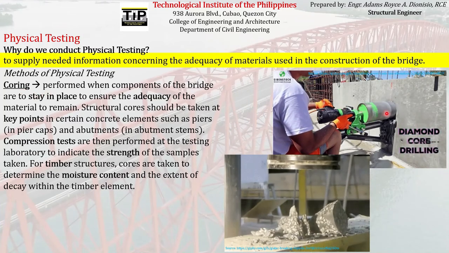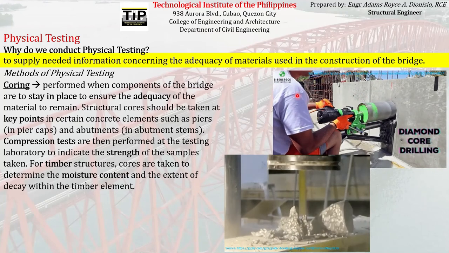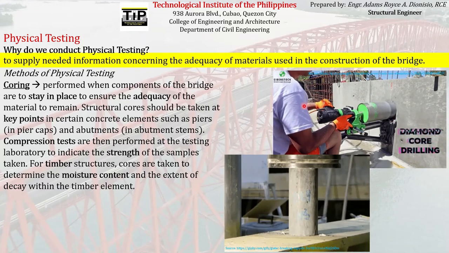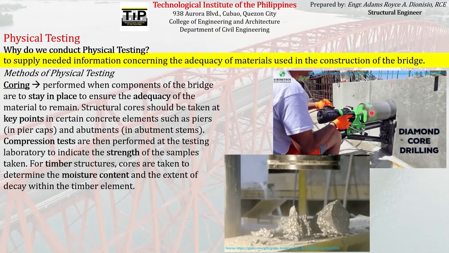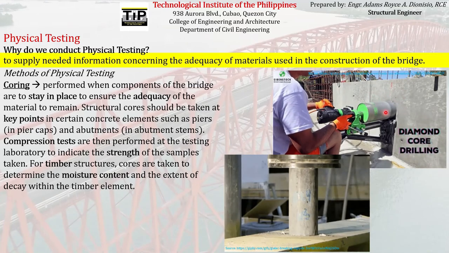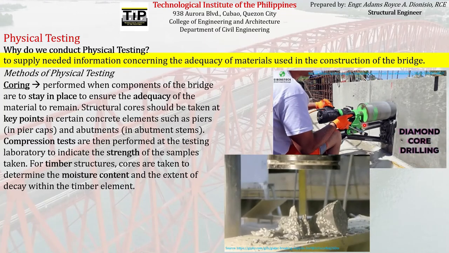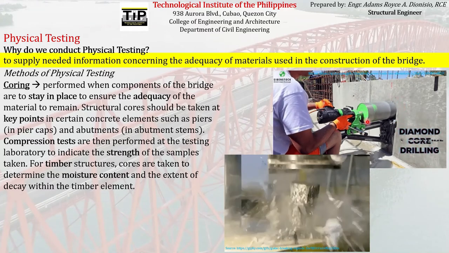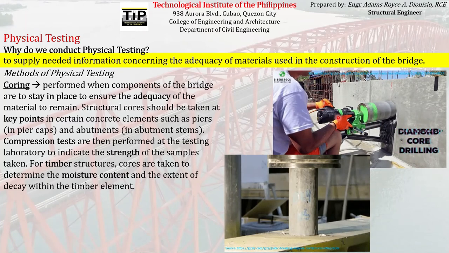This is the actual coring procedure. As you can see here, this is the diamond core drilling procedure. As you can see on the GIF, we conduct coring, or we bore holes, or we drill a hole on the particular component of a bridge or any structure that we want to subject to core testing. We usually use a special piece of equipment to core a hole or to drill a hole onto the concrete part of a structure.